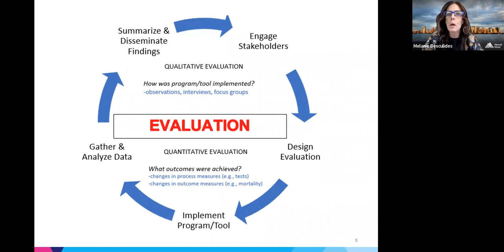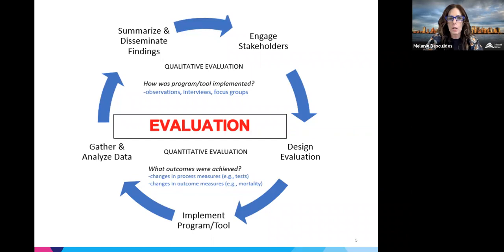But in general, when we think about implementing a program or a machine learning tool, we want to think about engaging stakeholders, designing an evaluation, implementing the program or the tool, gathering and analyzing data, and then summarizing and disseminating findings. That last piece is really important because we want to share the lessons we learn with other people so that everybody is not reinventing the wheel every single time we do a study. And in there is evaluation, right?